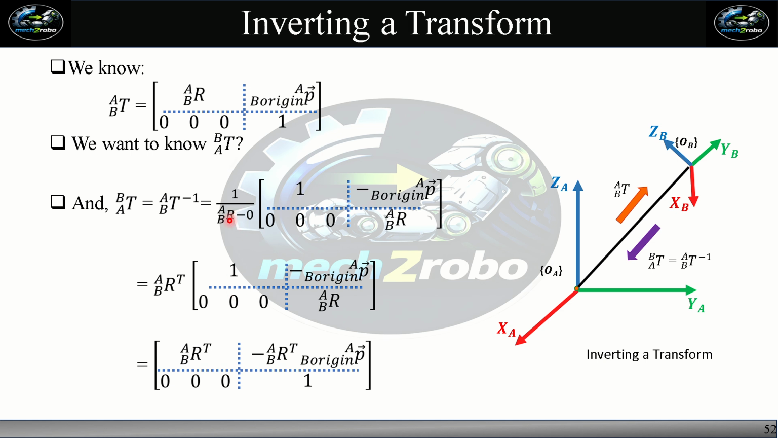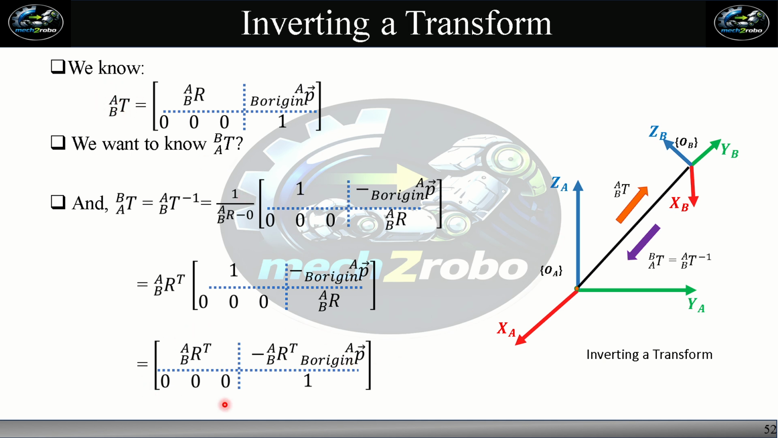And then we know that the inverse of a rotation matrix is equal to its transpose. So here the transpose of a rotation matrix comes, and we multiply each element of this matrix with the transpose of the rotation matrix, and this is the inverse of A B T.